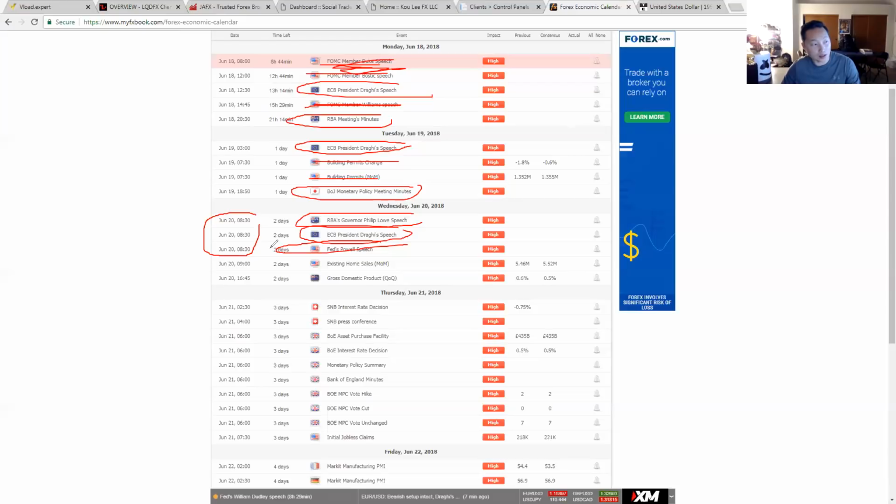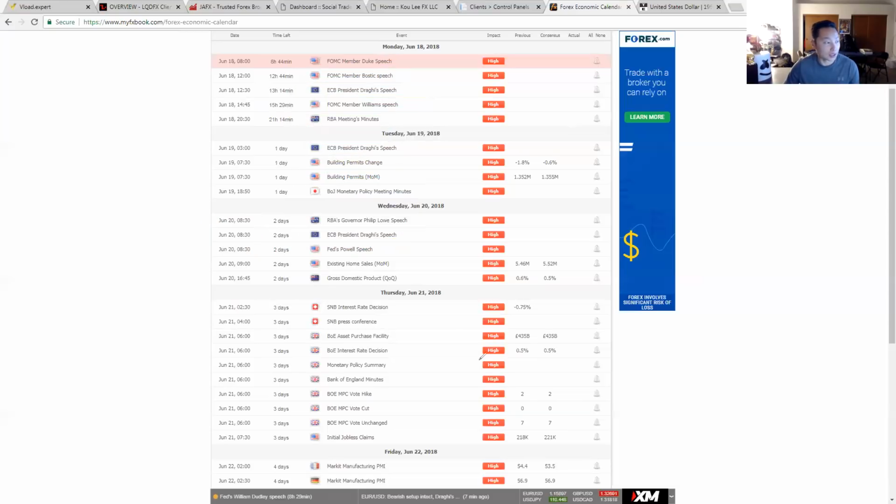Even though it doesn't have the most high impact news, when you have three bank speeches going on at the same time, you have to pay attention. The most important speech I'd be paying attention to would be Powell speaking, since everything revolves around the U.S. dollar.